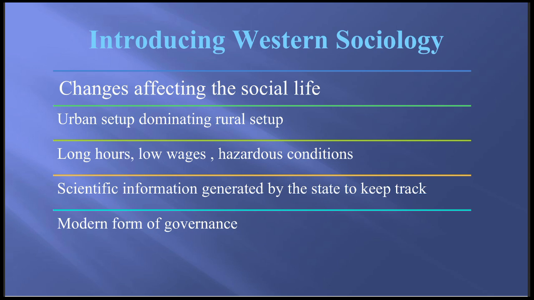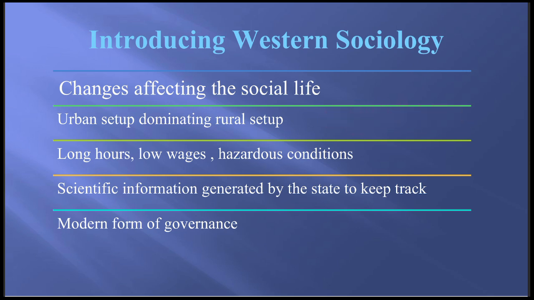Well, for one, the factories were in urban areas, and because of the lack of opportunities in rural areas, people began to migrate to urban areas in large numbers. Modern industry made urban settings dominate the rural setup. So, cities and towns began to become the dominant forms of settlement, with large numbers of people being housed in small, densely populated areas.